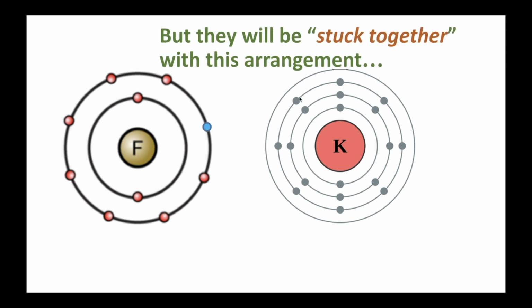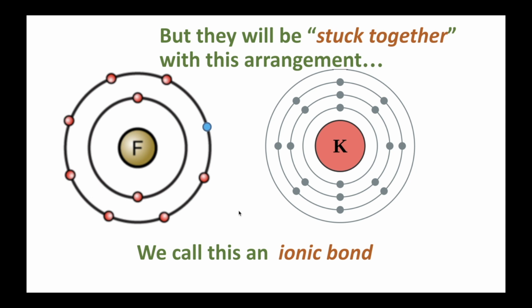But what happens is when potassium gives its electron to fluorine, they get stuck together. So they don't go off and go their separate ways. They actually stick together, and then they just travel around attached to each other. And this is called an ionic bond. They are bonded together, and they are both ions.